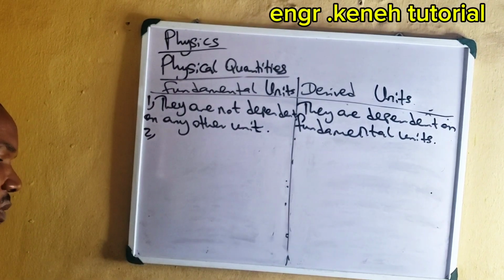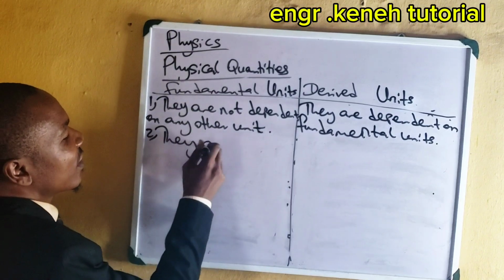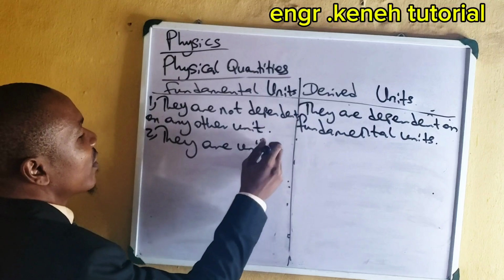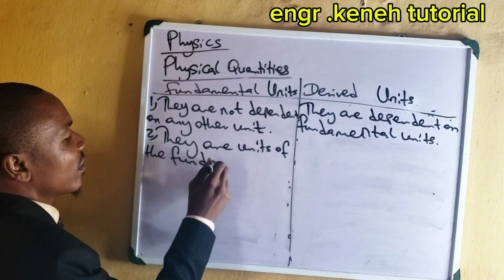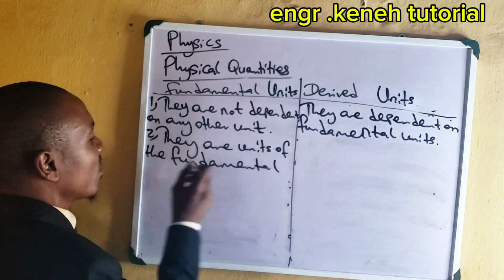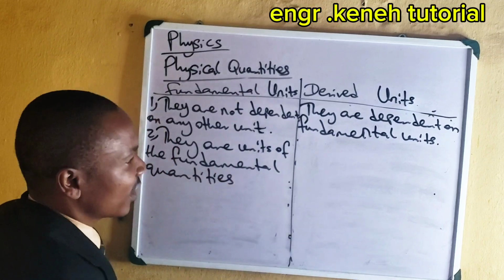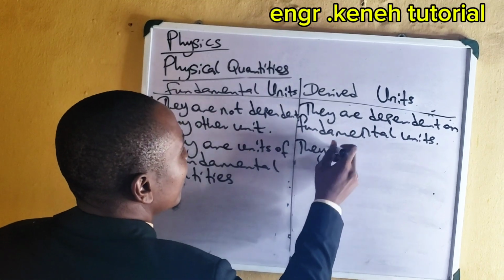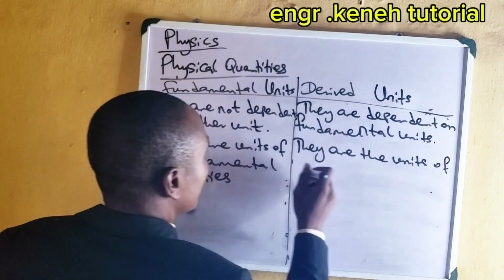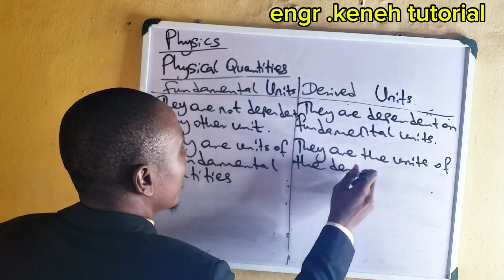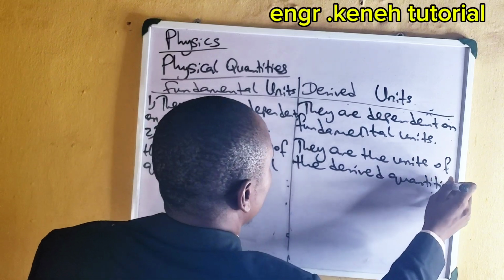Next one we have is number two. We say fundamental units are the units of the fundamental quantities. Of course, we know this, right? And derived units are the units of the derived quantities. Can you see that?